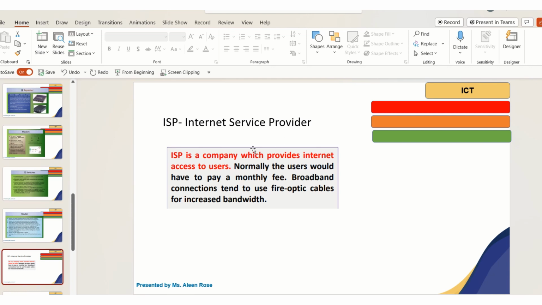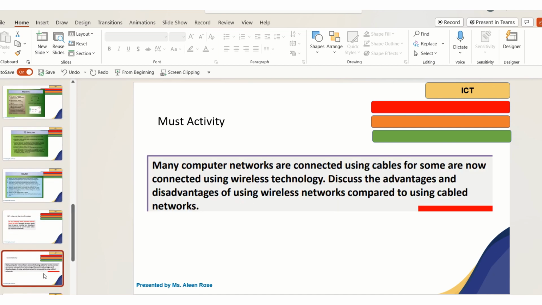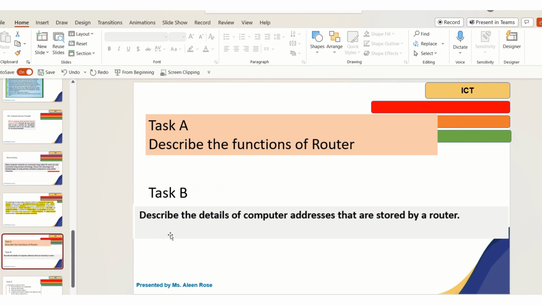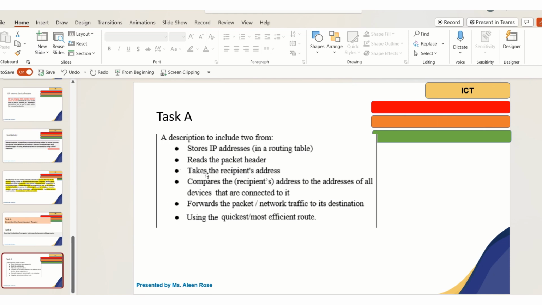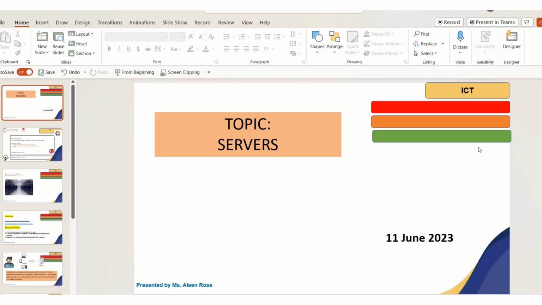What is ISP? Internet Service Provider. It is a private company that gives internet to you. So that is all about... What is the function of a router? It stores IP addresses, reads the packet header. Each data packet will have a header which has the recipient address, I mean the destination address, the sender's address, which port, which network, and all. Okay, so that's all about the components of wired and wireless system.